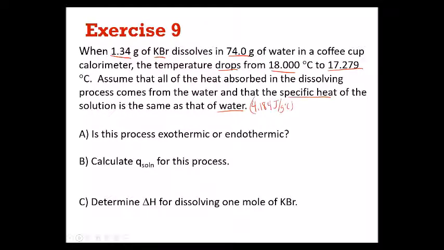Now there's a reason why the specific heat is treated as the same as the water here. And that is because if you're looking at the amounts, you have 1.34 grams of the salt, but you have 74 grams of the water. You have much more of the solvent here. So it really takes on the same specific heat as the one that's in the huge majority. So the water being in the huge majority, the specific heat is going to be almost directly the same as the specific heat of regular pure water.